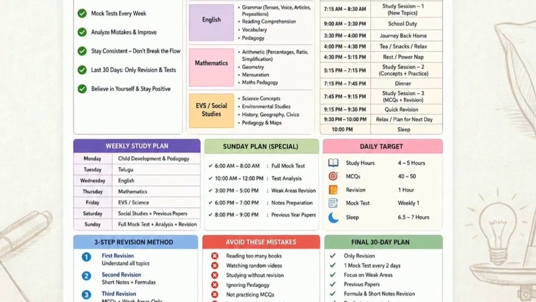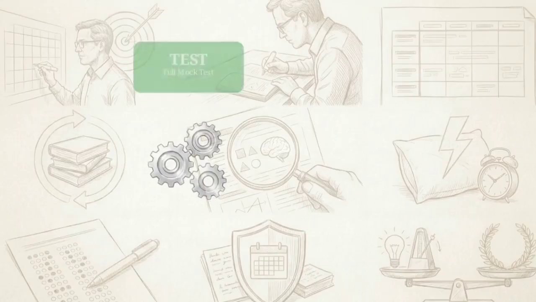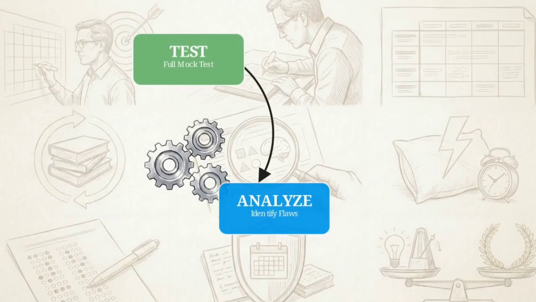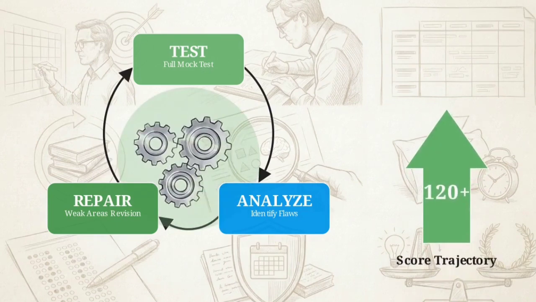Pause this video right now. Think about your last practice test and write down your 2 lowest scoring topics. Those exact topics are what you will attack during your 3 to 5 p.m. weak areas revision block. Testing, finding your flaws, and immediately repairing them in that afternoon block, that loop is the actual engine driving your score upward.